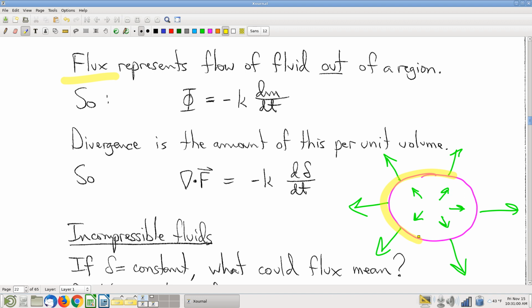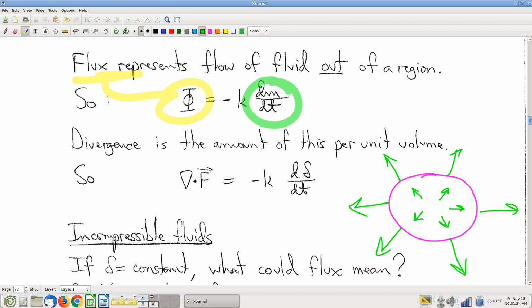And so, as we discussed previously, flux represents total flow of fluid out of the region. And the way I'm going to write that down is, well, here it is, flux is representing fluid leaving the region, the total rate that fluid is getting out of there. And I think dm dt is a pretty easy way to represent that.